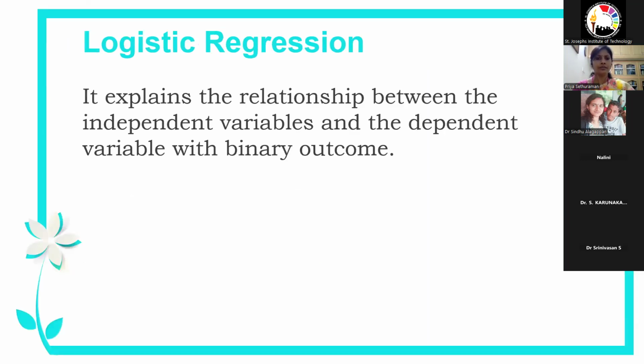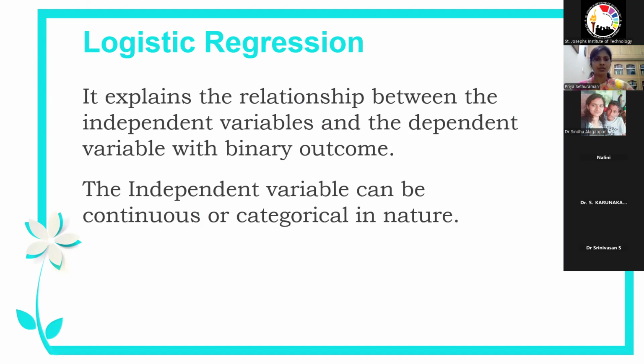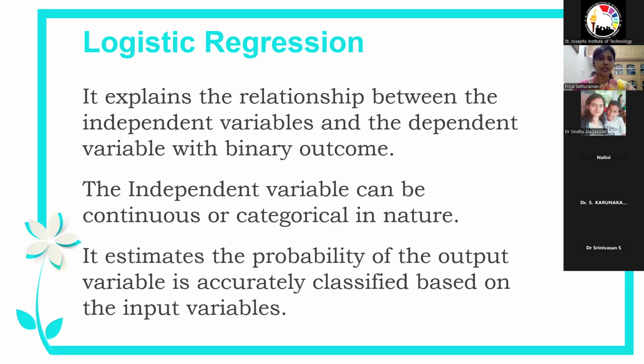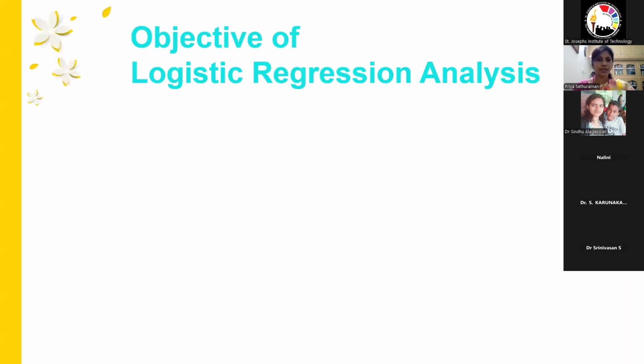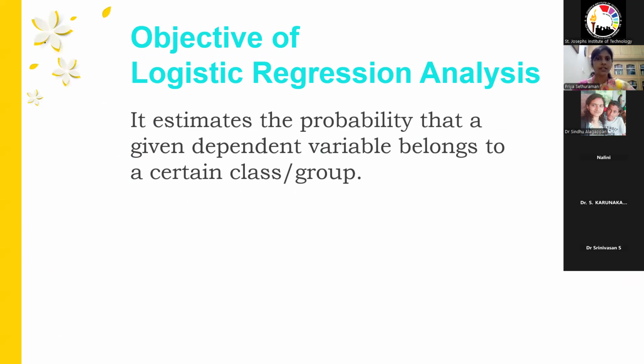Next, to make it simpler, it explains the relationship between the dependent variable and the independent variables. The independent variable considered can be continuous or categorical. Here we are going to estimate the probability that the output we are going to predict is correctly classified. That is the aim of the analysis. The main objective is to define the dependent variable according to a class, that it belongs to a certain class.